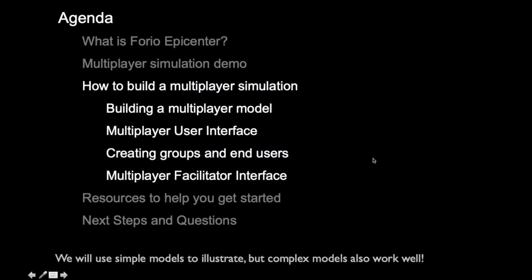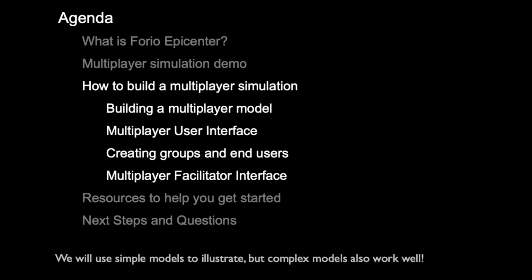Now we're going to get into building this ourselves, and building a multiplayer simulation. There's really 4 parts to this. The first part is to build a multiplayer model, then build a multiplayer user interface, and then create groups and users. Once we reach the end of that, we'll be able to run it and take a look at it. But the last thing I want to do, quickly at the end, is show how to build a multiplayer facilitator interface like we saw a moment ago for this last simulation. So we're going to cover all that today.